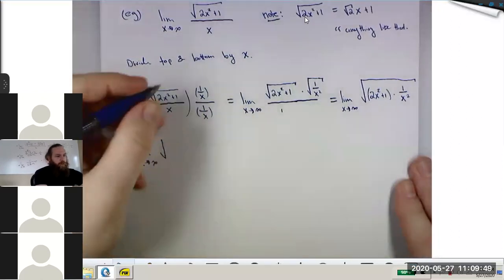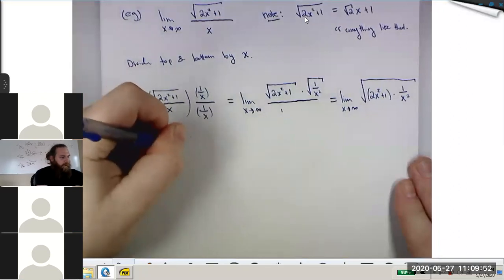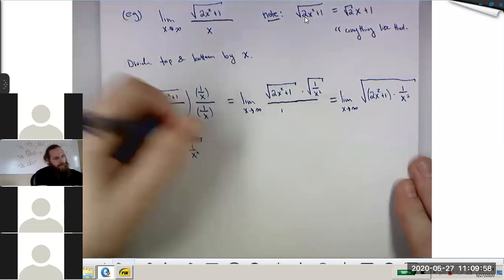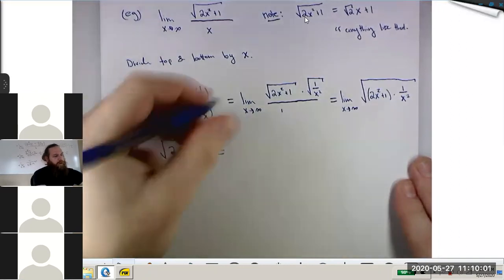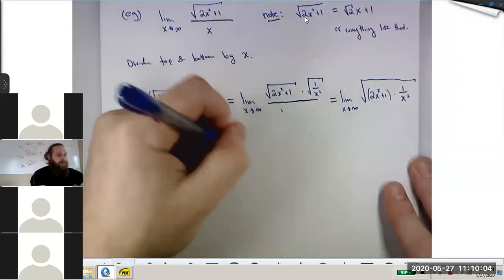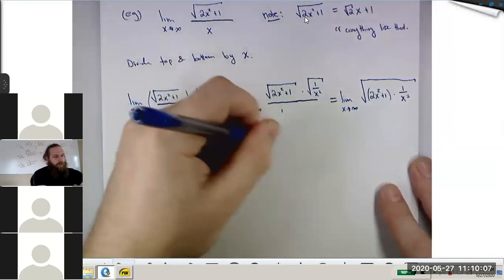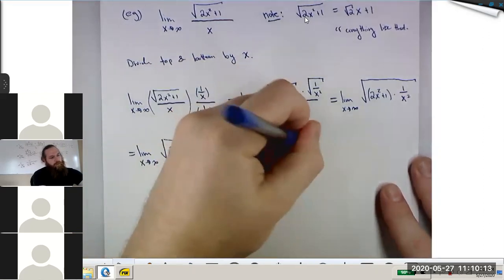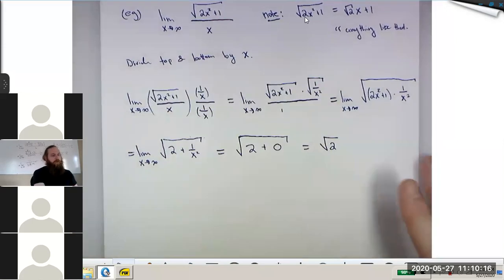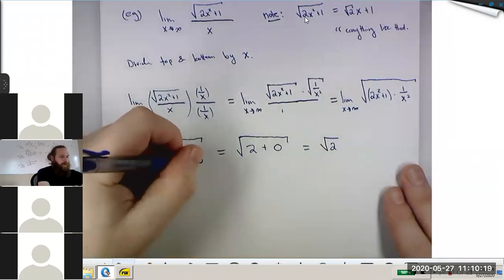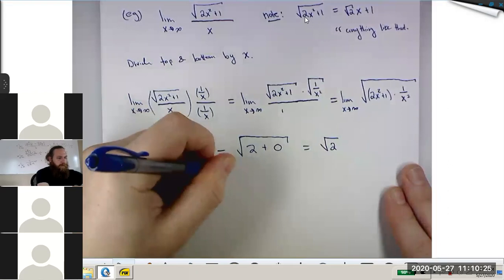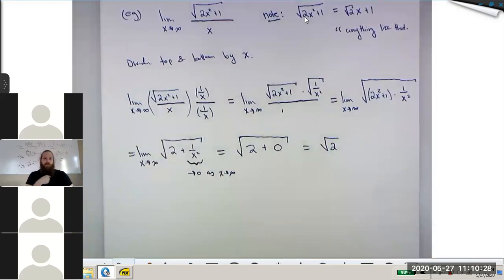Two x squared times 1 over x squared is 2. And 1 times 1 over x squared is 1 over x squared. And now by my limit laws, I can take the limit inside the square root. And the limit as x goes to infinity of 1 over x squared is 0. So I get out of this the square root of 2 plus 0, because this piece right here goes to 0 as x goes to infinity. So we get out of this the square root of 2.